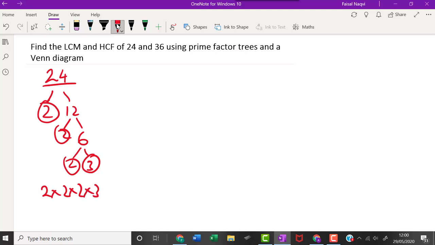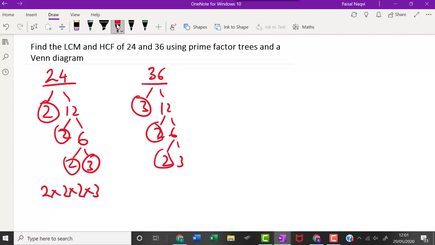Then if I take a look at 36, I have 3 and 12. 3 is a prime number. I've got 2 and 6. 2 is a prime number. 2 and 3. Both of those are prime numbers. So that's 2 times 2 times 3 times 3. Please notice when I write out the product of primes, they are in number order. I do the smallest number first and then the numbers increase.